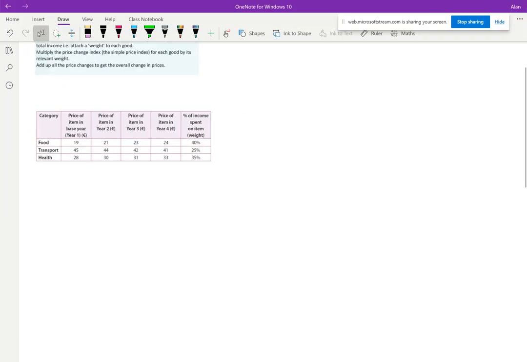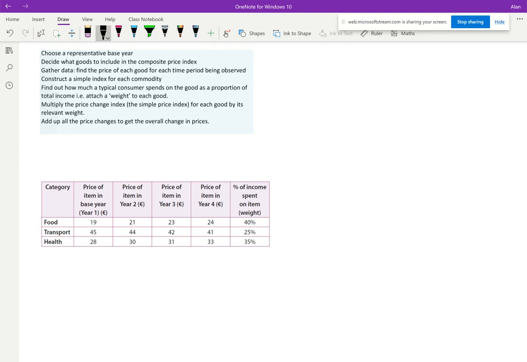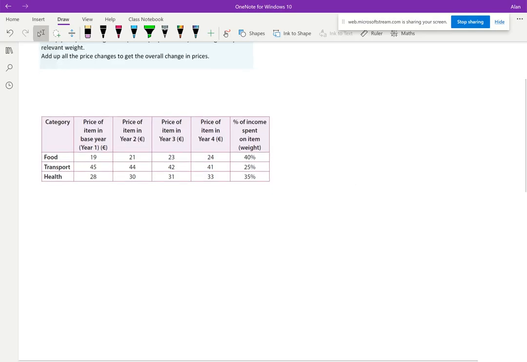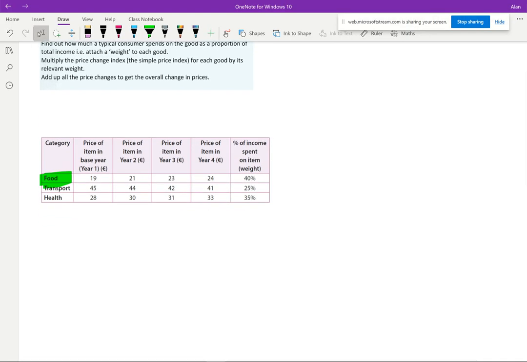Okay, so here is the question. And I've just put up all these different things here. So this is the steps involved. Choose a representative, decide which goods, gather the data, construct a simple index, etc. So let's have a look at this. Let's do food first. So food, what's the situation with food? So we need to figure out, first of all, what are we doing? Are we going to get the difference between year 1 and year 2, or the difference between year 1 and year 4? Well, for this example, let's just look at the first example. Let's get the inflation rate.